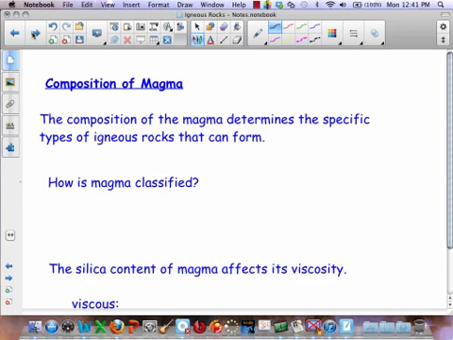A lot. Now, let me ask you guys this. So we talked a lot today about magma. Well, what is magma? What is it made out of?